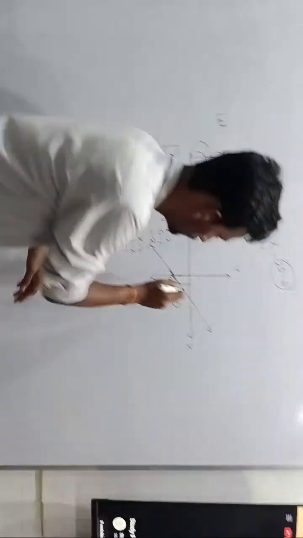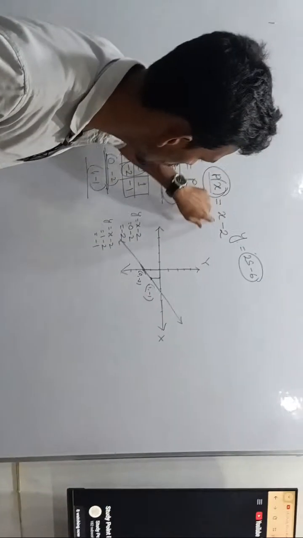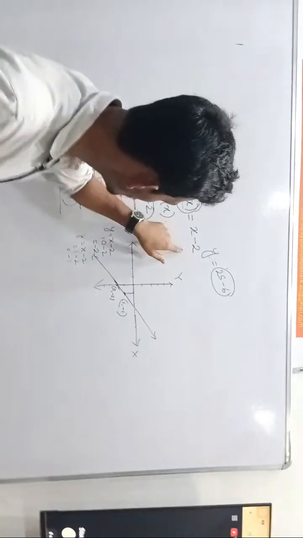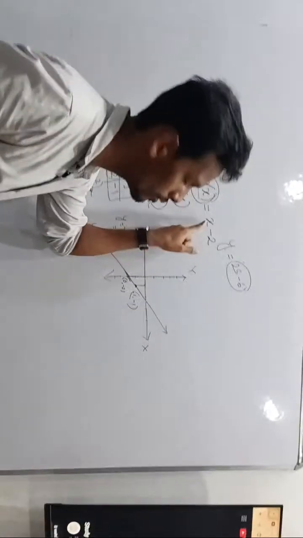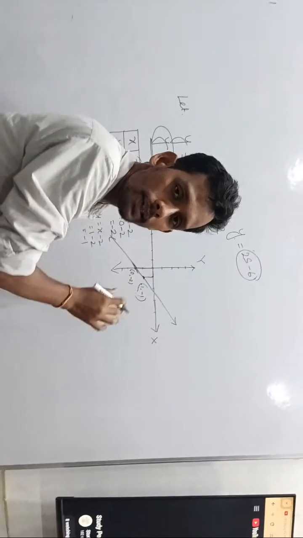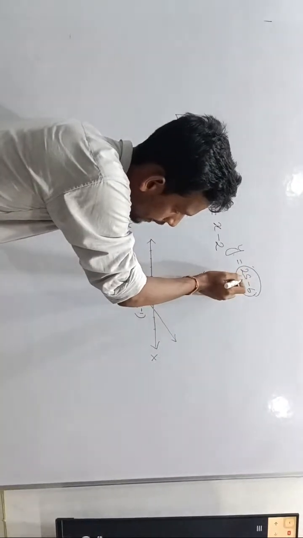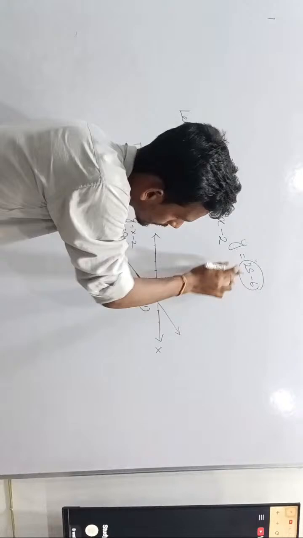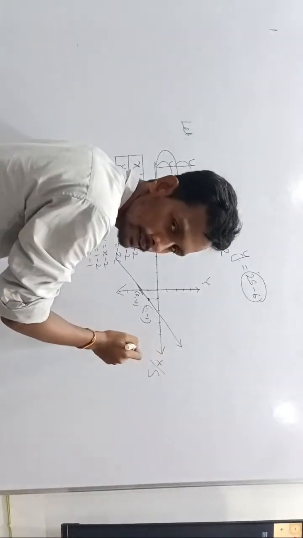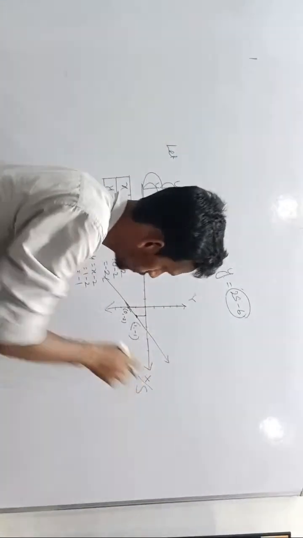This line is the graph for the given polynomial x minus 2. Clear? Now see, that line should intersect the x-axis. Here x means, suppose the variable is s, then you have to take that s on the horizontal axis. X or s, anything. Whatever variable is given, you have to take that on the horizontal axis.